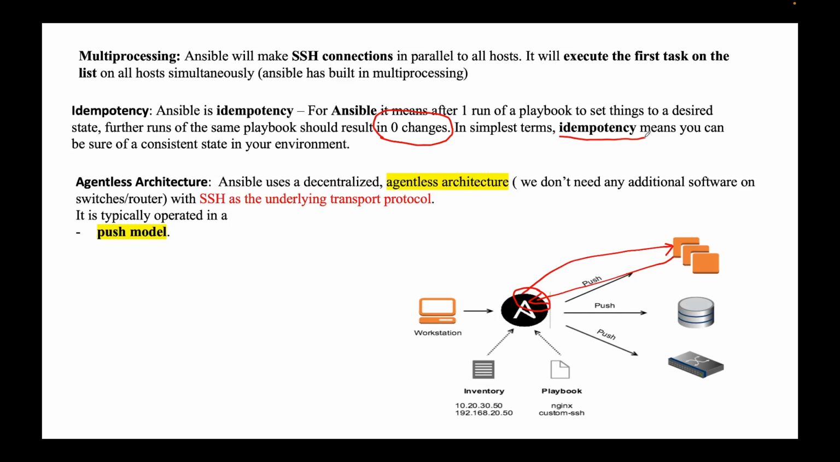The third most important point is agentless architecture. If we talk about Chef and Puppet, those need an agent on the router, switch or server, which will pull the data from those agents. But for Ansible, we don't need any agent on the routers, switches or servers, because it relies completely on SSH as the underlying transport protocol. That's the reason we don't need any additional agent on the routers.